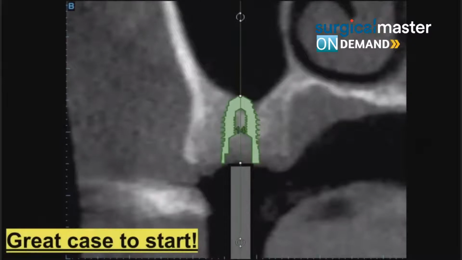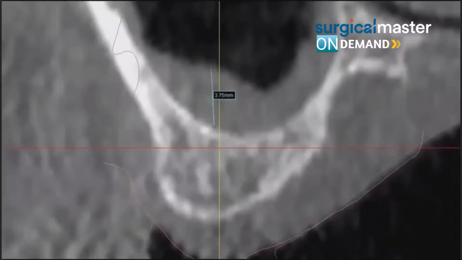This is one of the great cases to start because you have enough width. You don't have to worry about that. You have an ability to anchor to the sinus floor. Plus, the lifting is going to be minimal. Plus, the membrane is also pretty thick.